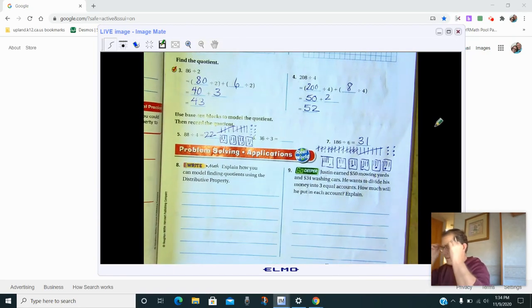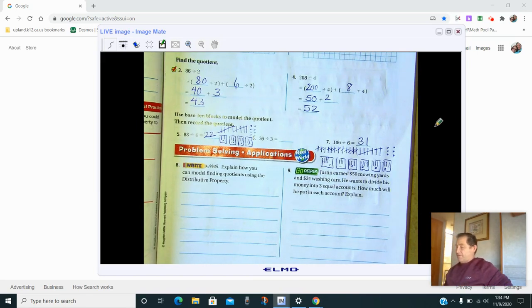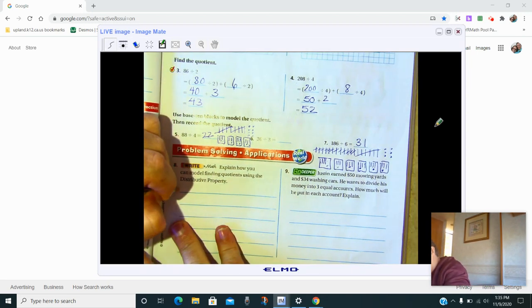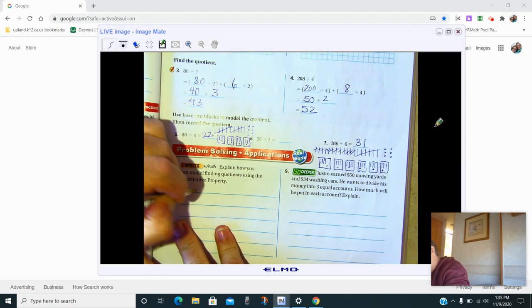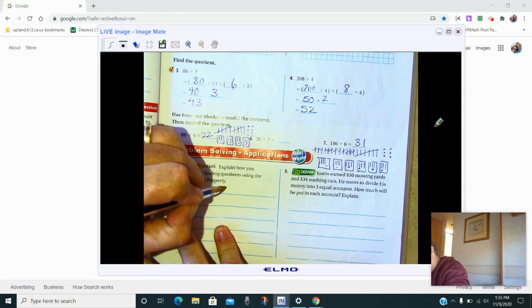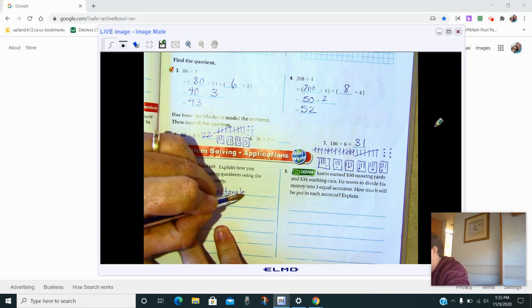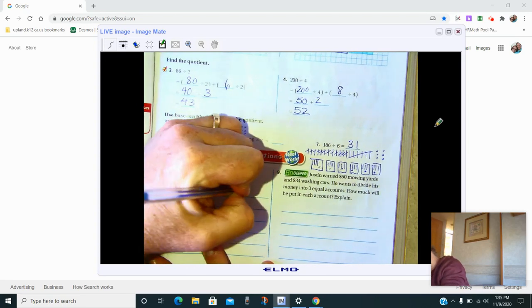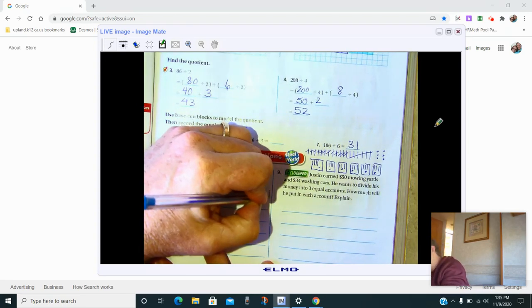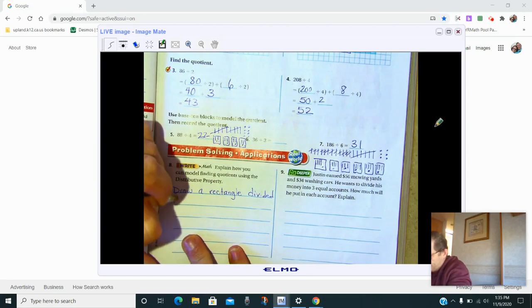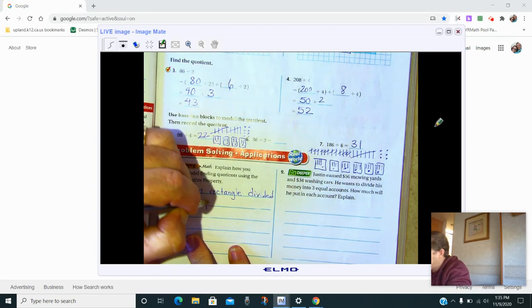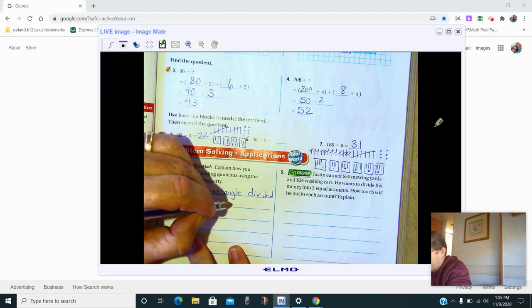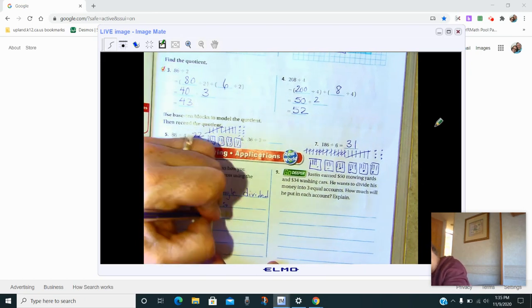Explain how you can model finding quotients using the distributive property. All right, so what have we been doing? Well, we can draw a rectangle. Divide it into 2 parts so that each part stands for a multiple of the divisor.